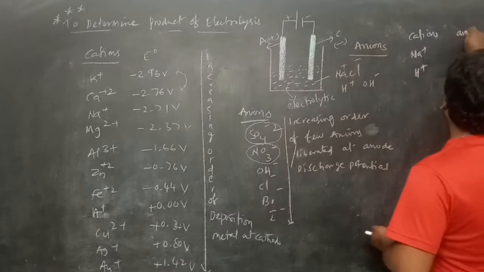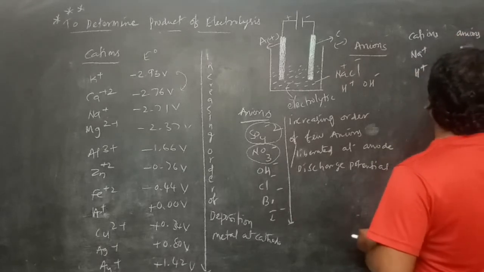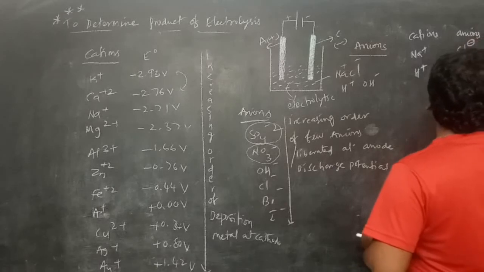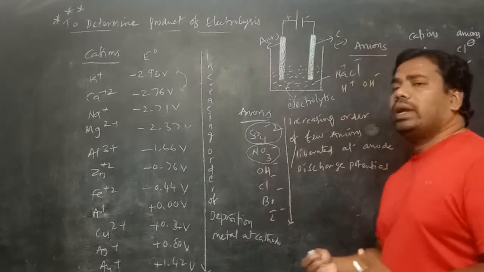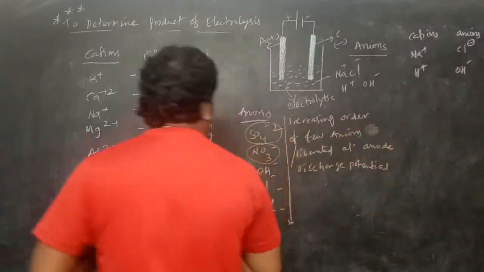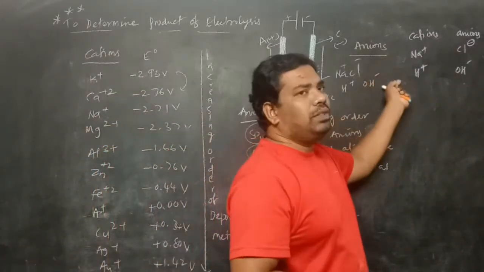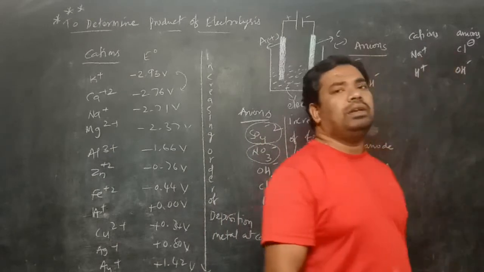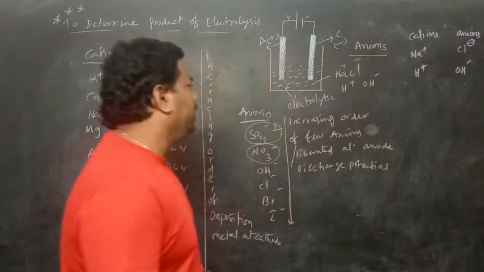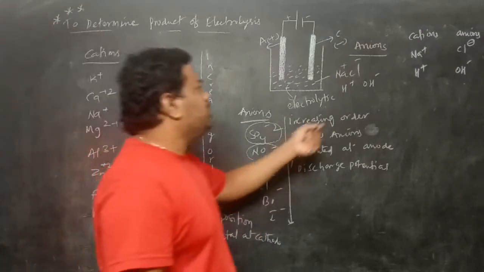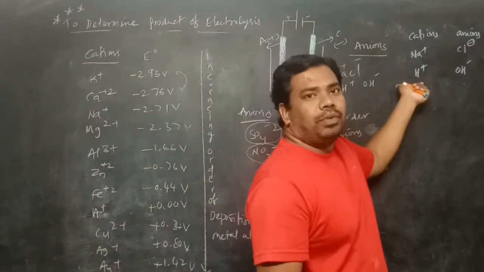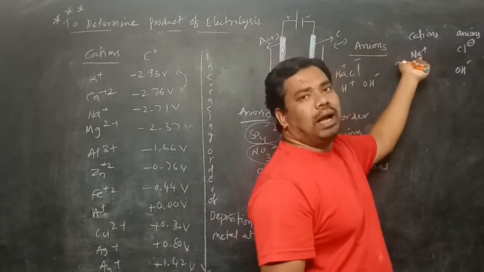And the anions: we have two anions, Cl- and OH-. So here we have two cations and two anions. There is competition between the two cations and competition between the two anions. We know very well, based on the standard reduction potential values, that H+ is more easily discharged than the sodium ion, Na+.